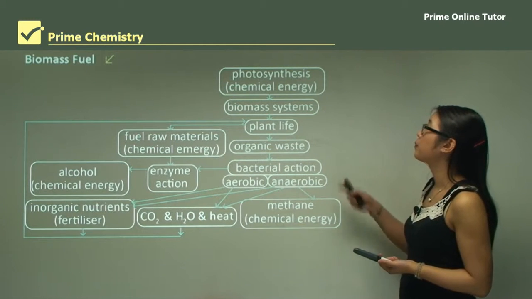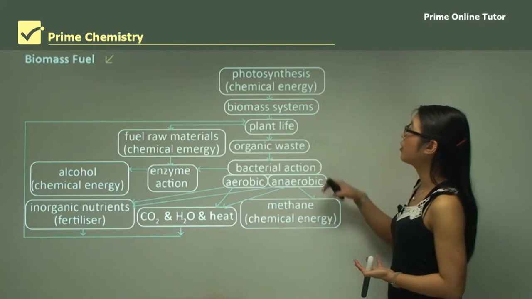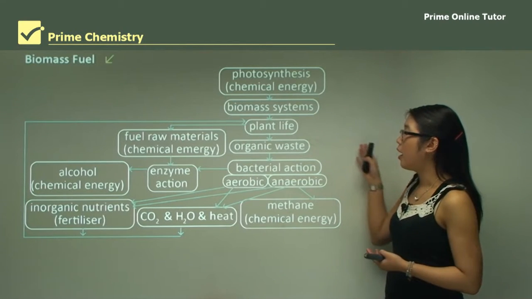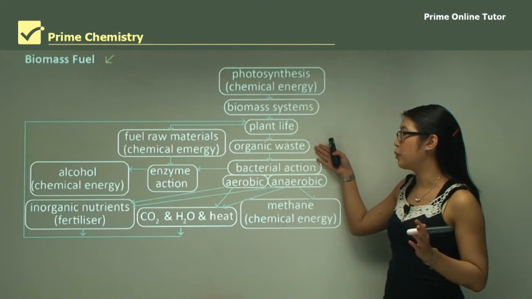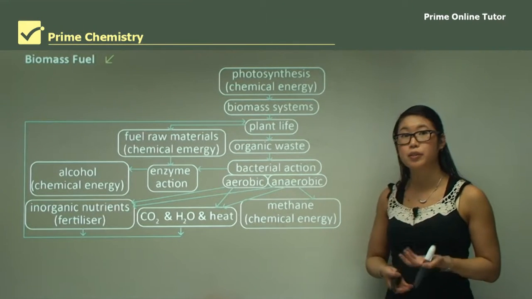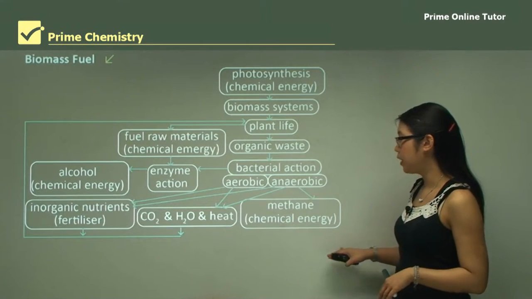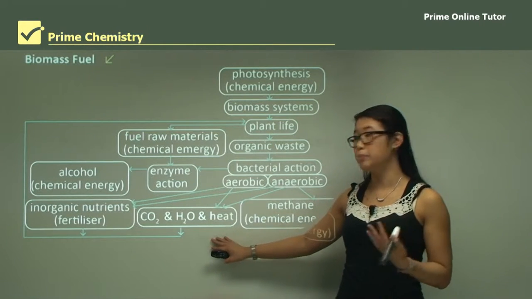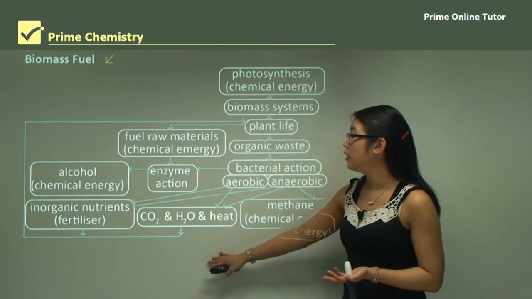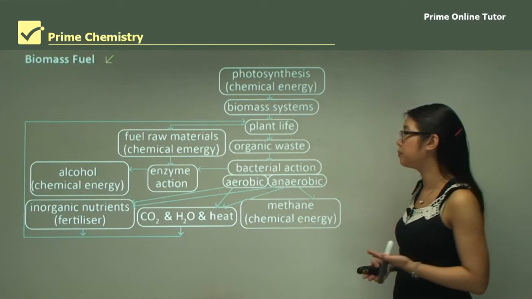So biomass fuel involves photosynthesis, which is a chemical energy storage system, and produces biomass in plant life. After the plants die, they produce organic waste, which bacteria can then decompose, either aerobically, so using oxygen, or anaerobically, which doesn't use oxygen. If it uses oxygen, it's pretty much like respiration. So we get carbon dioxide, water, and heat. And then this carbon dioxide and water can be reused by other plants to make more sugars.